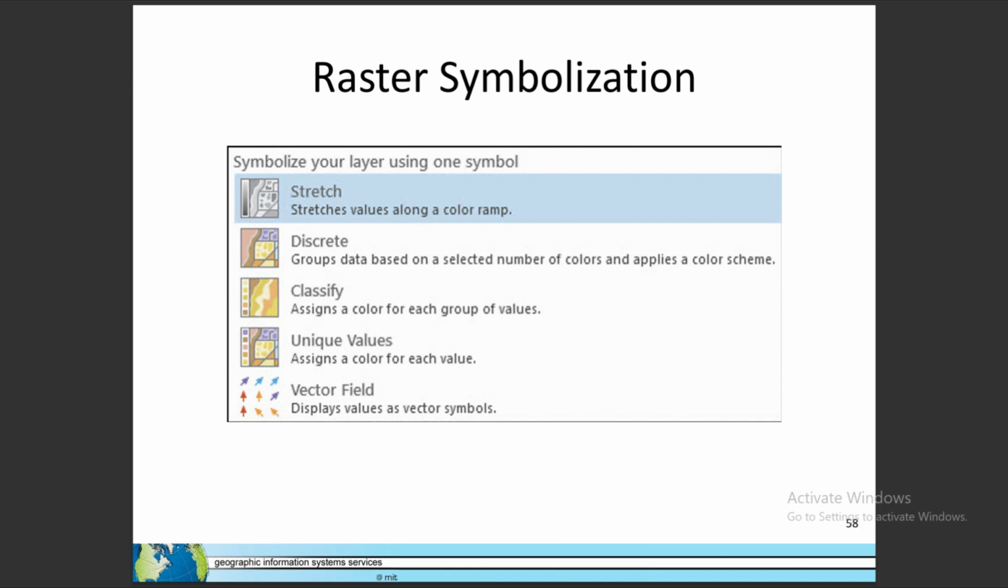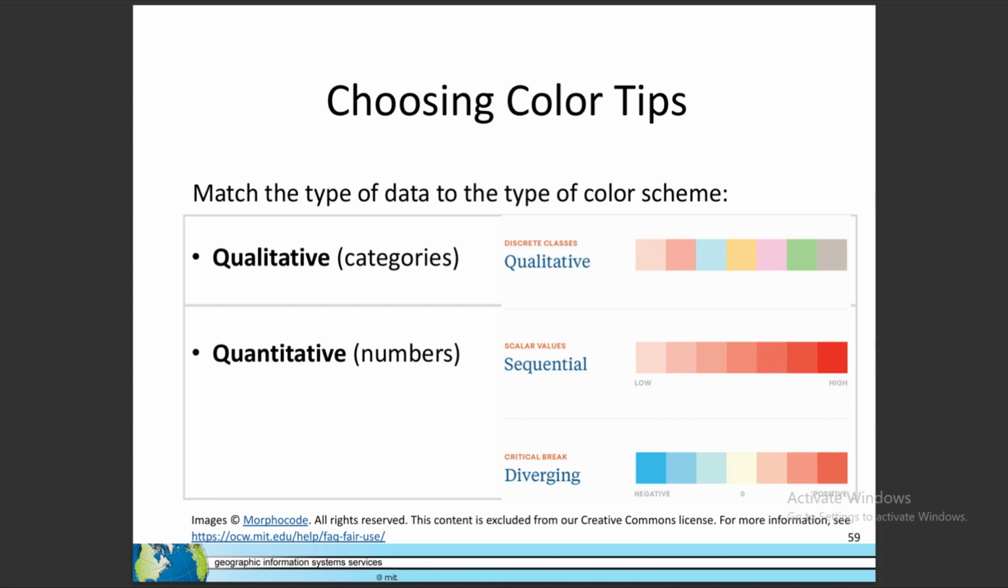Vector field, represents values as directional arrows. Used for wind direction, ocean currents, etc. The choice depends on your data type and your communication goal. One of the most important cartographic decisions is color scheme selection.